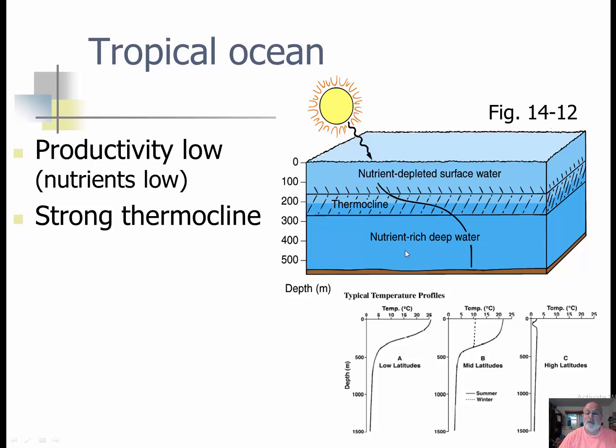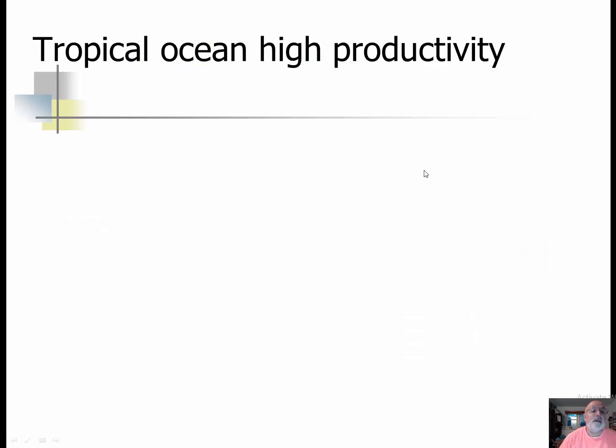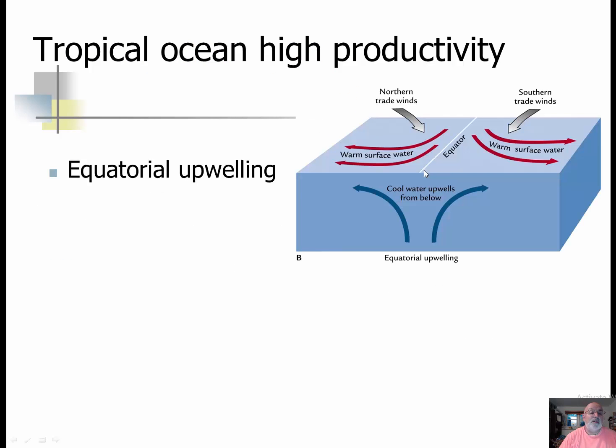Again, you've got the cold nutrient-rich water below, and you get very little mixing. It inhibits vertical mixing, so you can't get the nutrient-rich water up where the oxygen is. And then tropical oceans, high productivity.